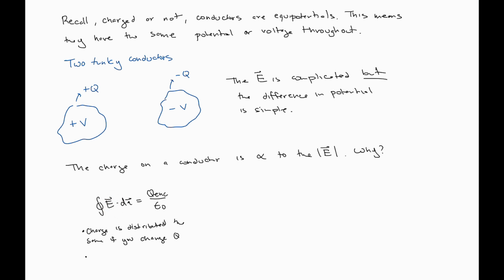So that means if I double Q on a conductor, that'll double the enclosed charge, and that will double the electric field felt at the surface of my Gaussian surface. So that's one mathematical argument.